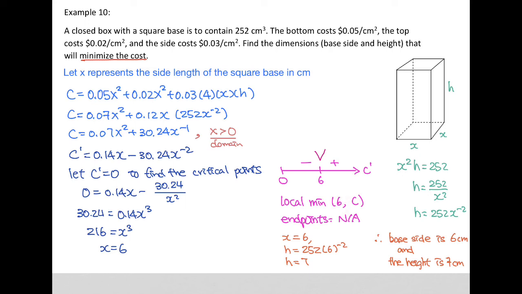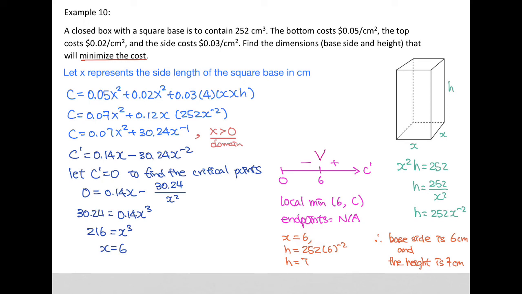Now, let's check the endpoints. Because there's no equal sign on the inequality in the domain, the endpoints are not being included. Therefore, not applicable. Therefore, we know the minimum cost will occur when x equals 6.